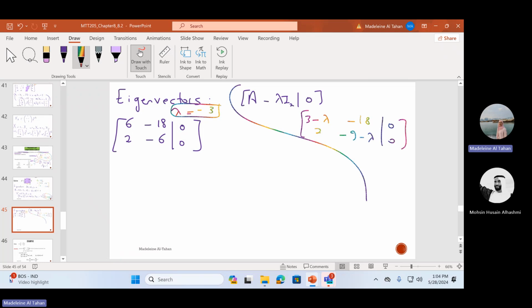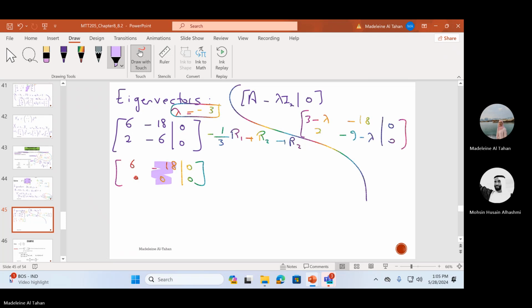If not, what will we put? Negative 1/3 R1 plus R2 gives R2. What will we get? The new one? 6, -18. Which column doesn't have a leading entry? The second. So we said that when we are solving this one, we will avoid using x1.